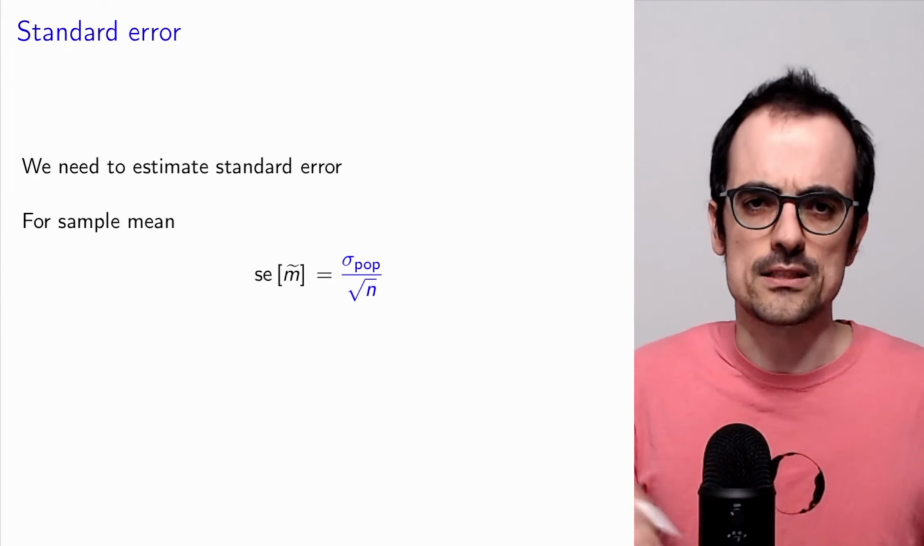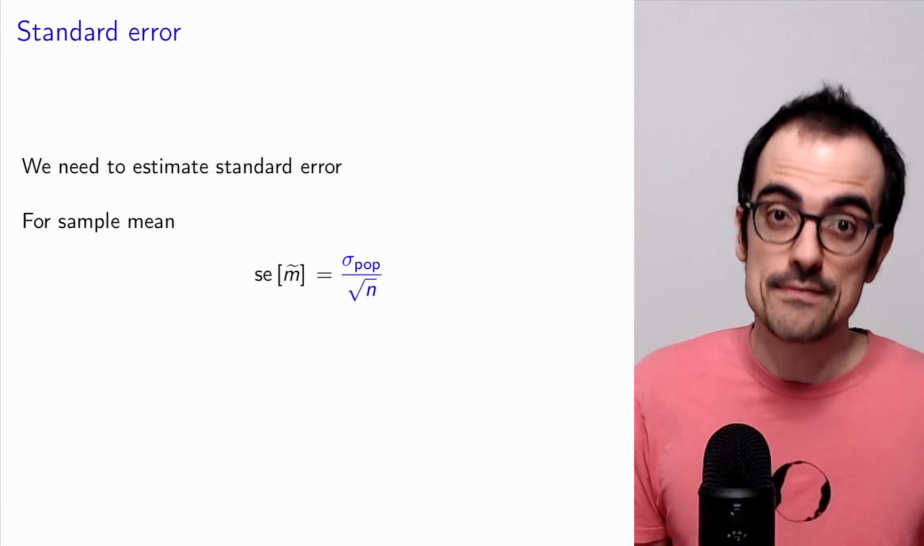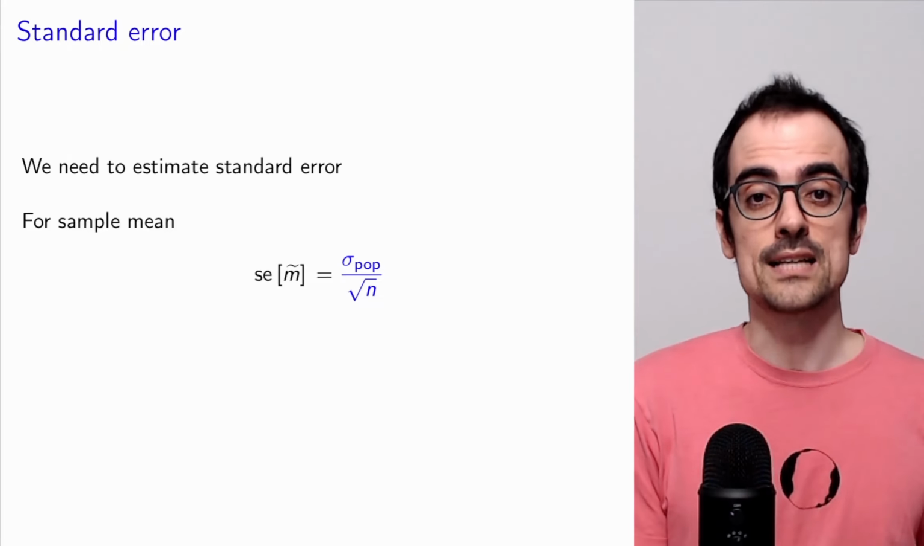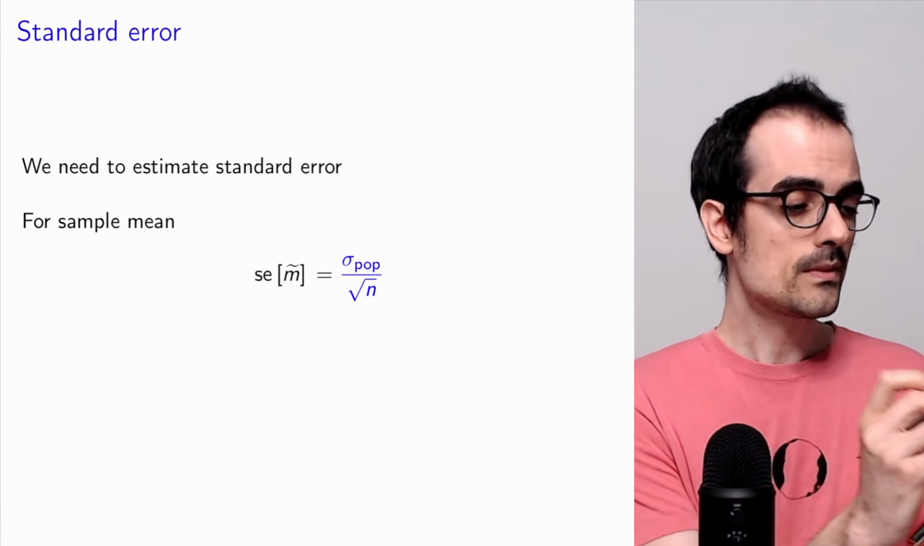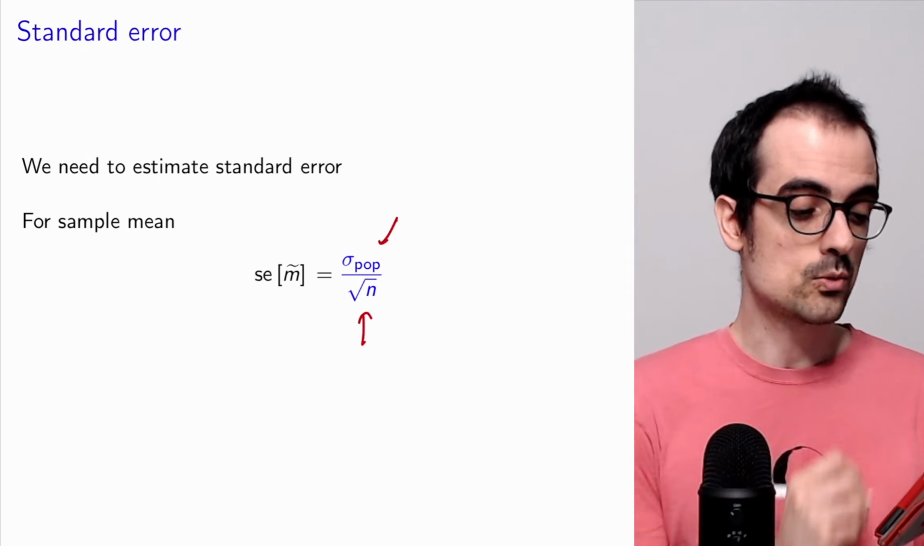How do we estimate this standard error? Well, for the sample mean, we have a formula that we have derived theoretically, which tells us that the standard error is equal to the population standard deviation divided by the square root of n.